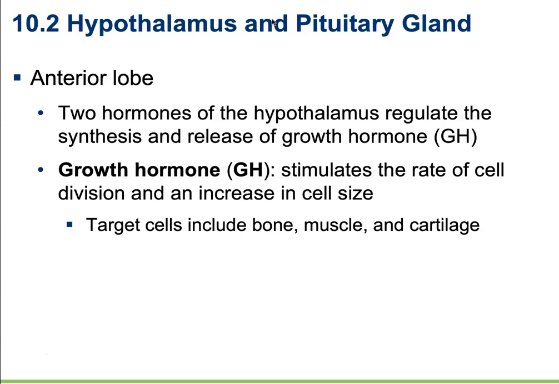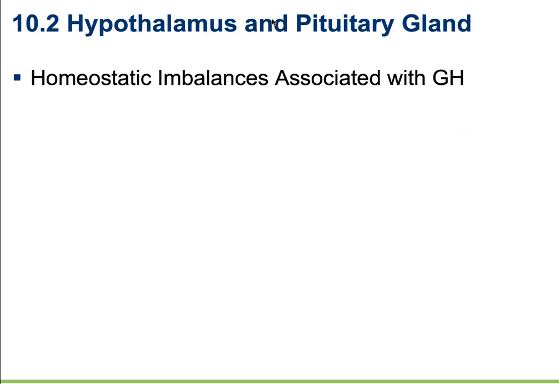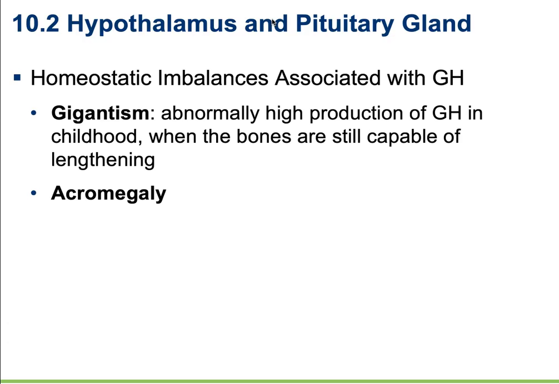There are other hormones that are secreted by the anterior lobe, but I want to pause for just a moment and talk about some homeostatic imbalances associated with growth hormone. There are a few. The first is gigantism. Gigantism is abnormally high production of growth hormone in childhood. So while the bones are still capable of lengthening, there's an overproduction of growth hormone, which is going to cause elongated features and extreme growth.